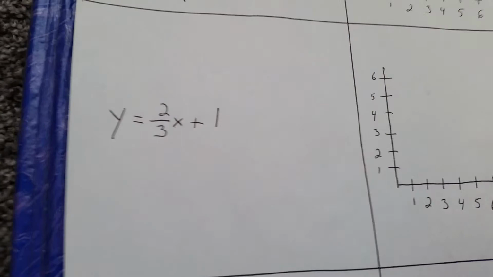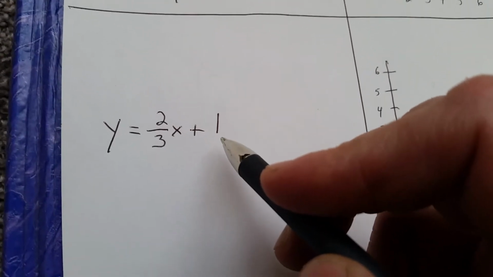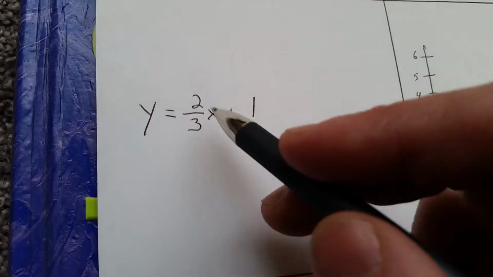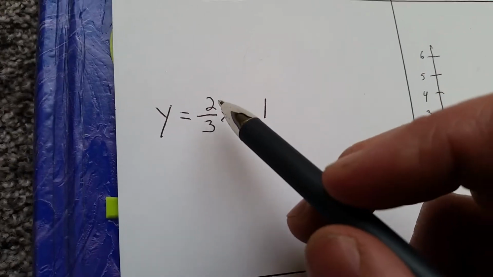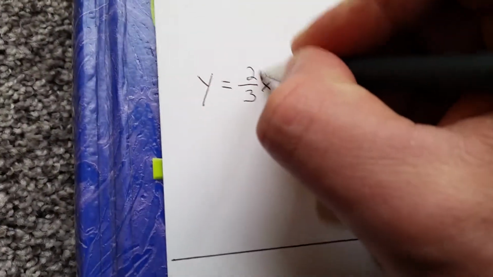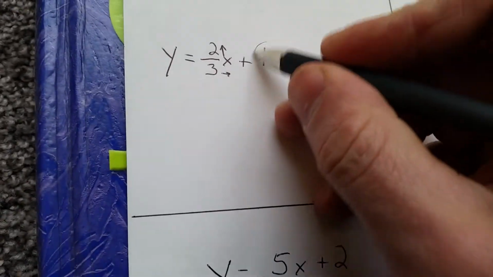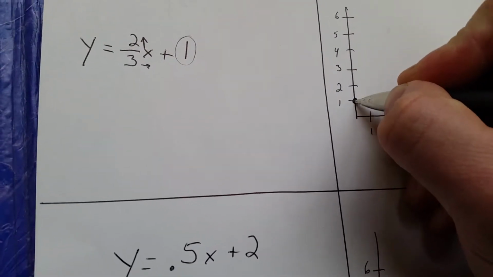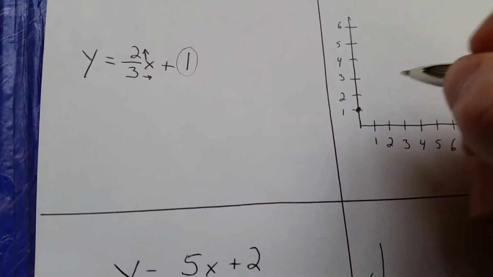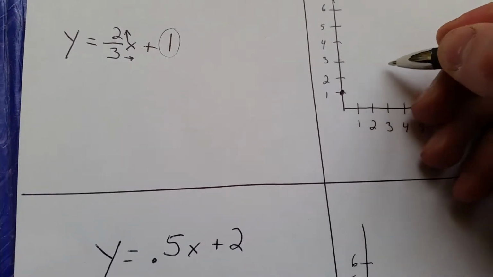All right, let's look at our next equation. y equals 2 over 3x plus 1. Now, this looks a little scary because it's a fraction, but it's really not. You just have to remember that 2 over 3 means you're going up 2 and over 3. And what does this 1 mean? Well, this 1 means that we're starting on our y-axis at 1. That's our y-intercept. And now we follow our rule. Up 2, 1, 2, over 3. 1, 2, 3.